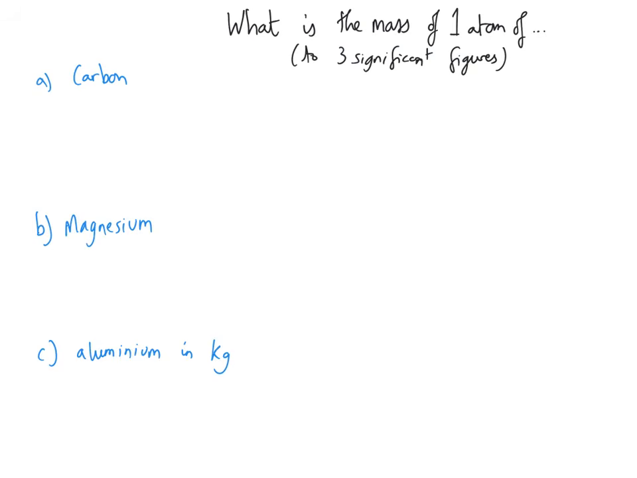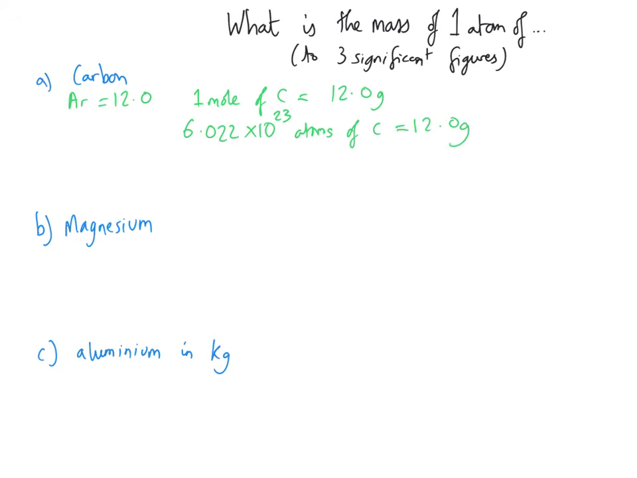Moving on to a different type of question using the Avogadro constant, what is the mass of one atom of a particular substance to 3 significant figures? Well, first up we've got carbon here. Now the relative atomic mass of carbon is 12.0, and what that means is 1 mole of atoms has got a mass of 12.0 grams, and so 6.022 times 10 to the 23 atoms of carbon has got a mass of 12.0 grams.